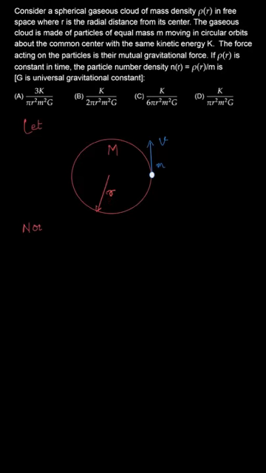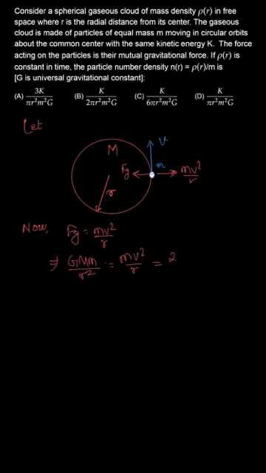Now that gravitational force will be balanced by the centrifugal force when we are talking about the frame of the particle itself. Then the centripetal force will be mv square by r, and the gravitational force will be G M m by r square, where G is the gravitational constant, capital M is the mass of the gaseous cloud of radius r, and small m is the mass of the small revolving particle. That is equal to mv square by r.